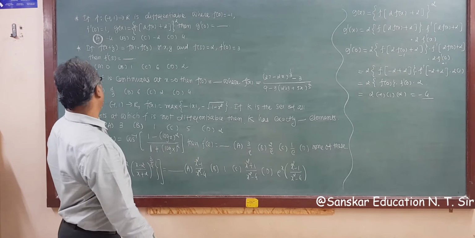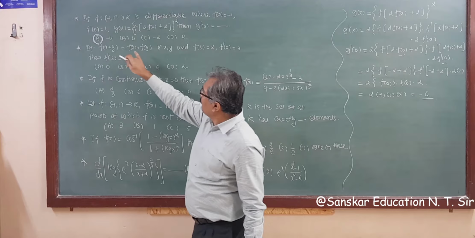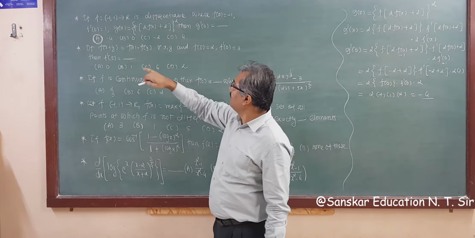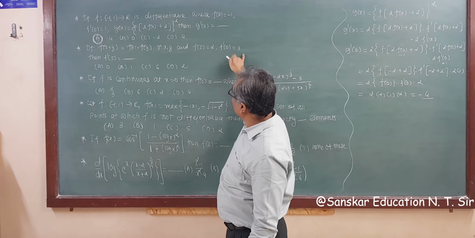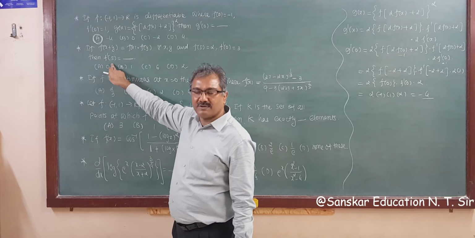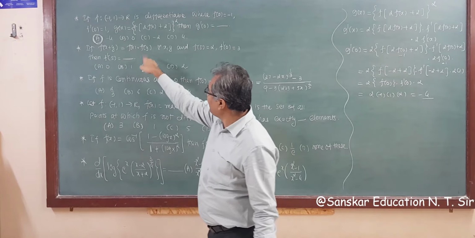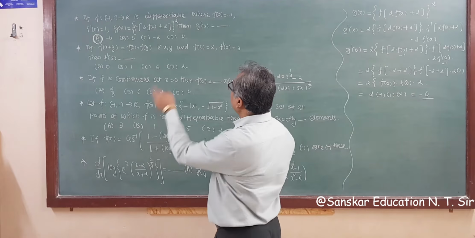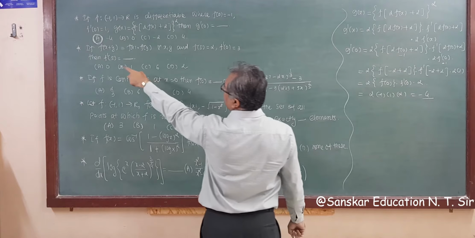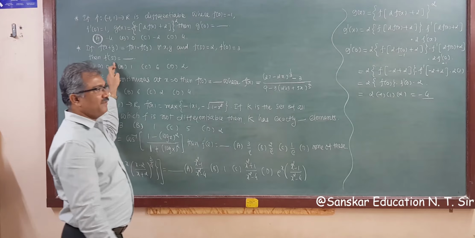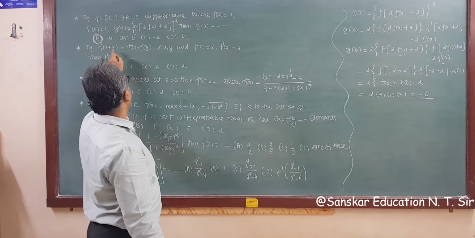Now second question, if f(x plus y) is equal to f(x) into f(y) for all x and y, f(5) is given 2 and f dash 0 is equal to 3, then f dash 5 is what? Very easy example. Then you have to find out f dash 5. So how do we get f dash 5? Substituting y is equal to 5.